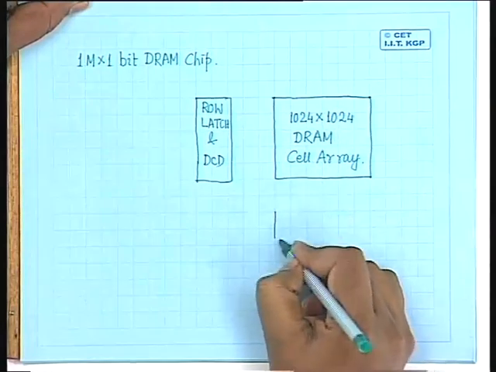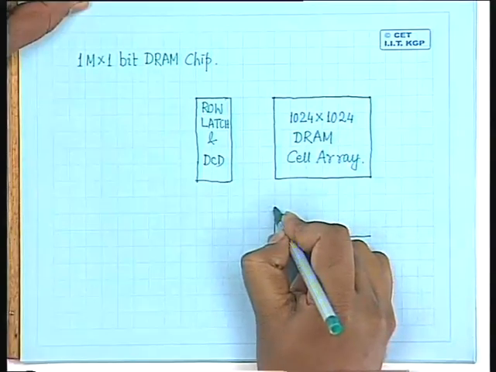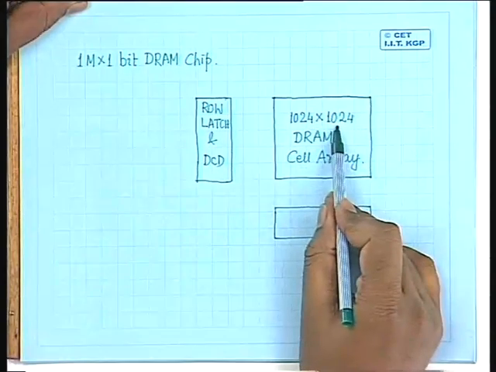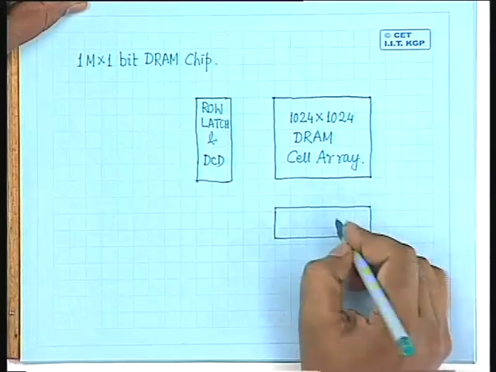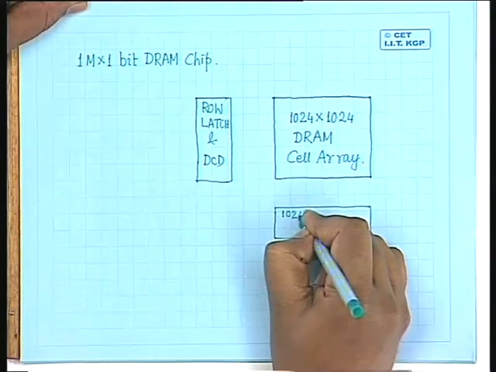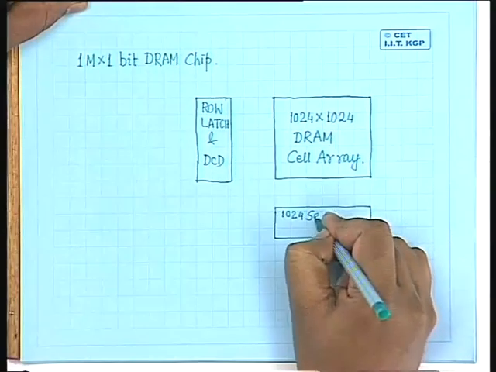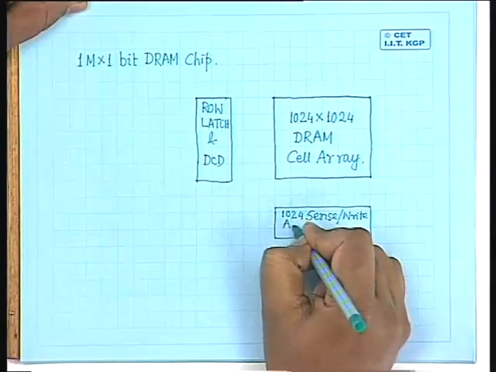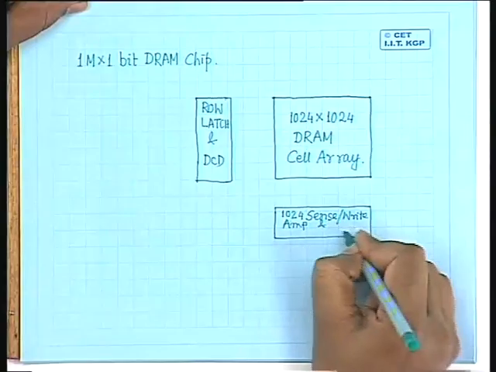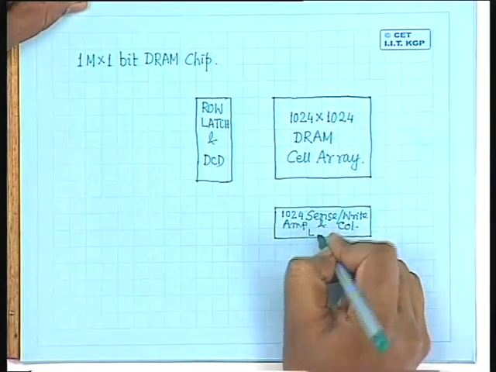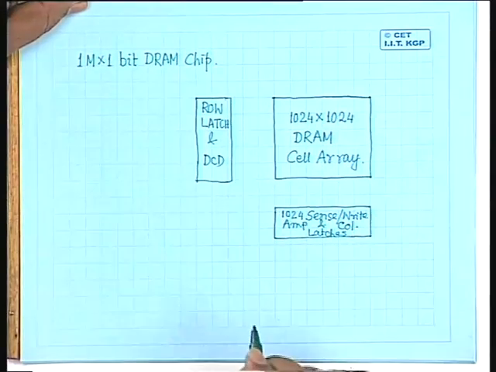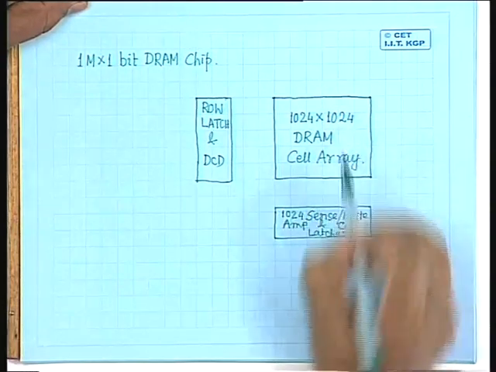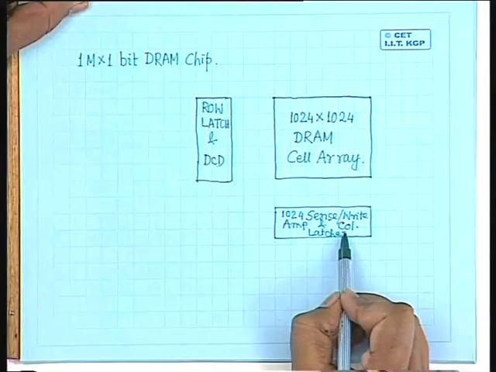Among the other additional components we will have, because once you give a row address, the entire row of the cells is selected either for read operation or for write operation. In this case, every row consists of 1k number of cells. So here I need 1024 sense write amplifiers and column latches. That means the entire 1024 cells belonging to a particular row will be latched into these 1024 column latches.